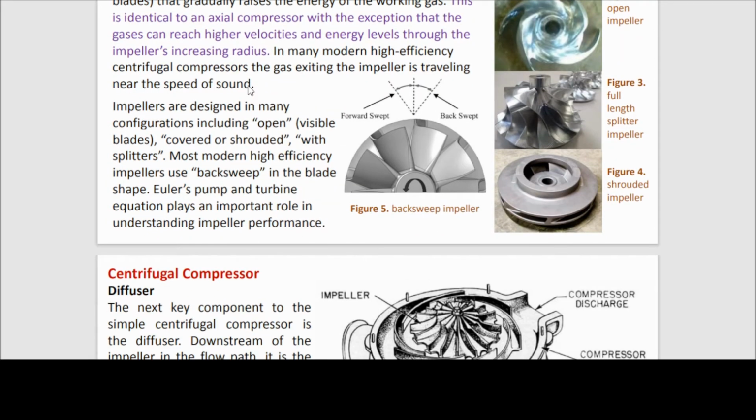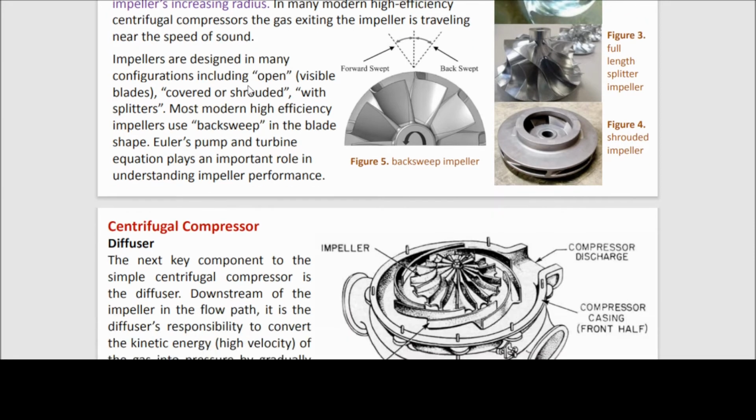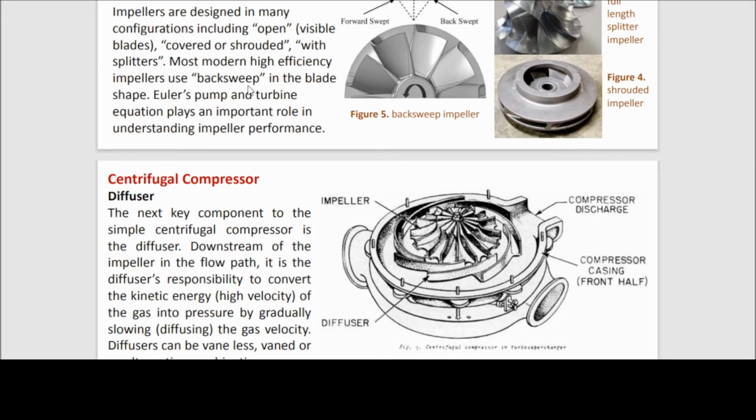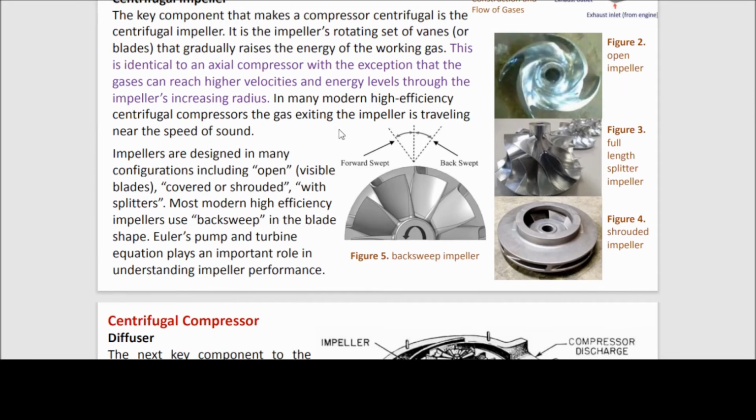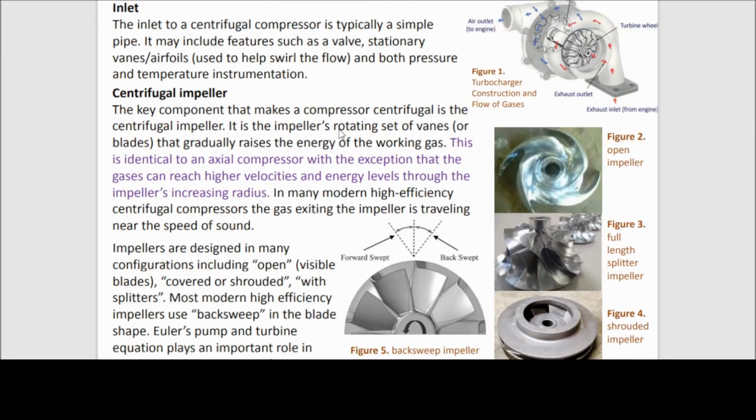In many modern high efficiency centrifugal compressors, the gas exiting the compressor is traveling near the speed of sound. Note that. Impellers are designed in many configurations, including open or visible blades, and covered or shrouded, with splitters. Most modern high efficiency impellers use backsweep in the blade shape. For impellers, Euler's pump and turbine equation plays an important role in understanding impeller performance. All these points will be covered by looking at these figures.